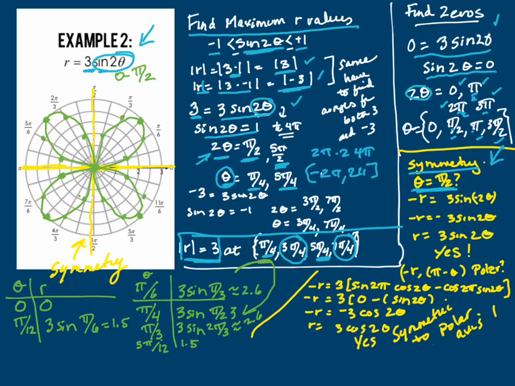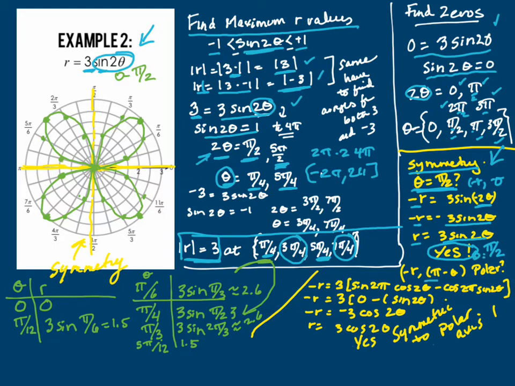So I know that if I put in negative r, negative theta, I get negative r equals 3 times sine. And because they're both negatives, you pull out the negative: negative r is negative 3 sine theta, and dividing by negative 1, you get r is 3 sine theta. So I found out immediately that it was symmetric to theta equals pi over 2.